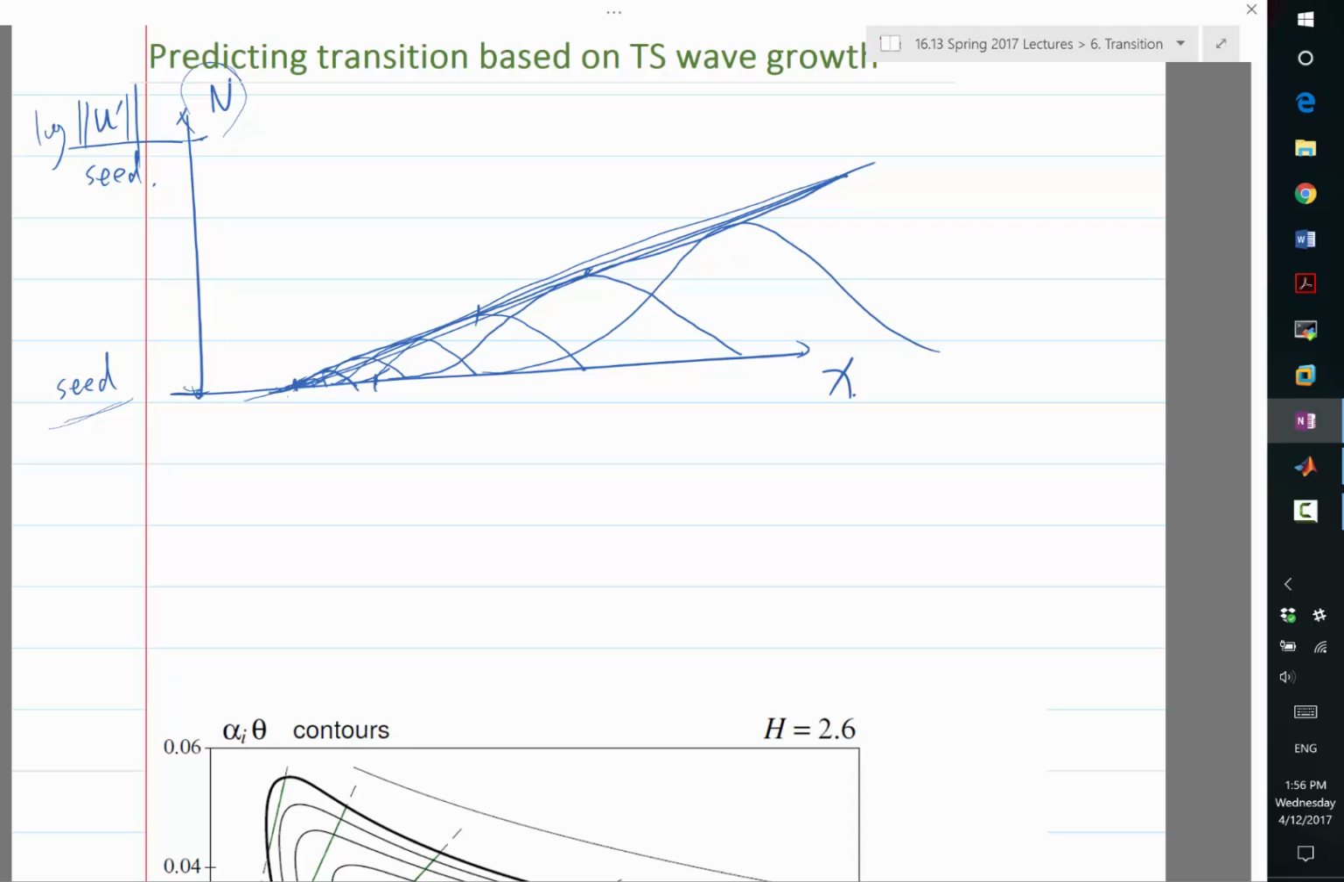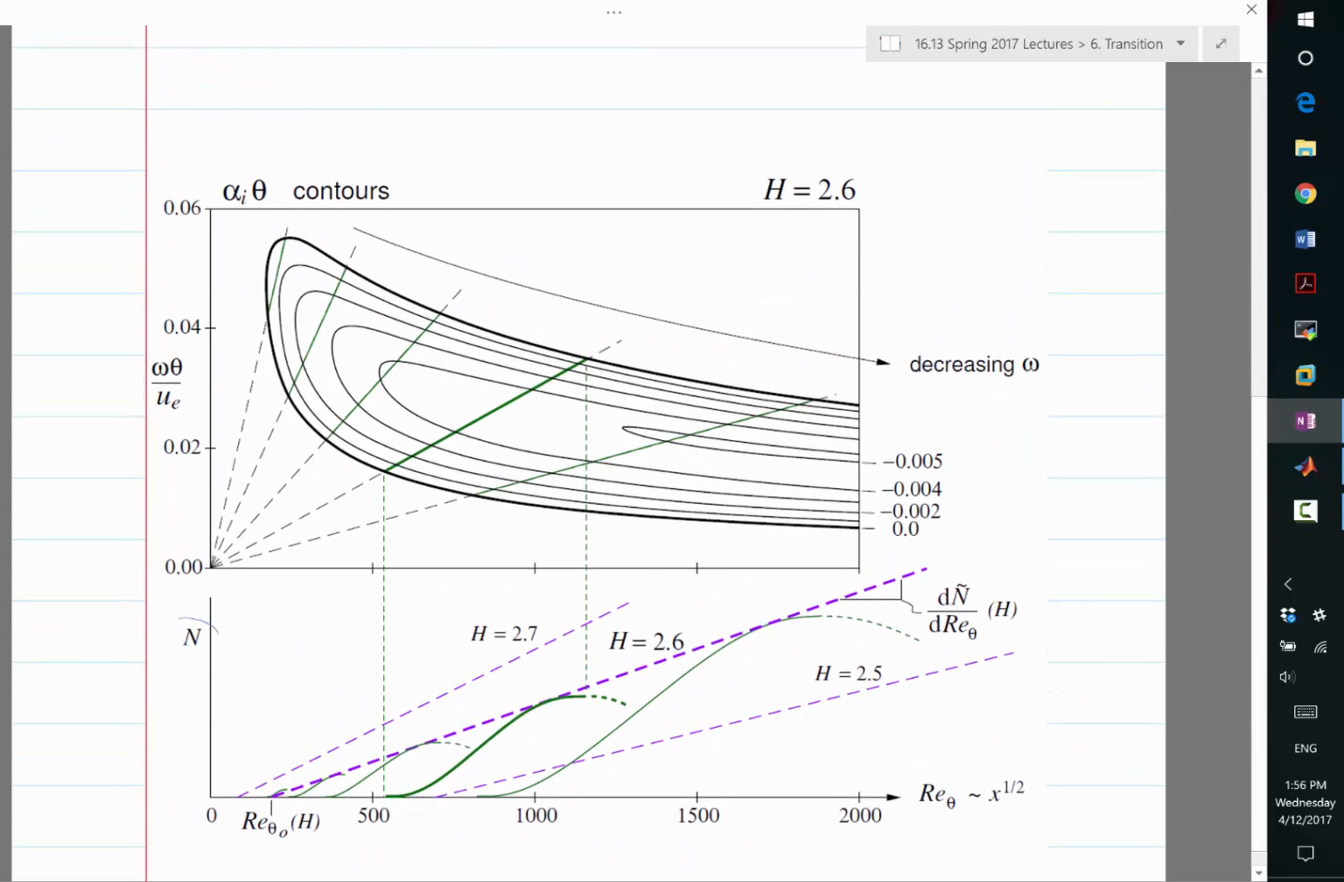Could you explain n? So what is the seed? The seed is the magnitude of the initial disturbance, which we assume is white noise, which is the same for all different frequencies. So it's the energy of the white noise, right? In the white noise disturbance, how much energy is in every frequency?